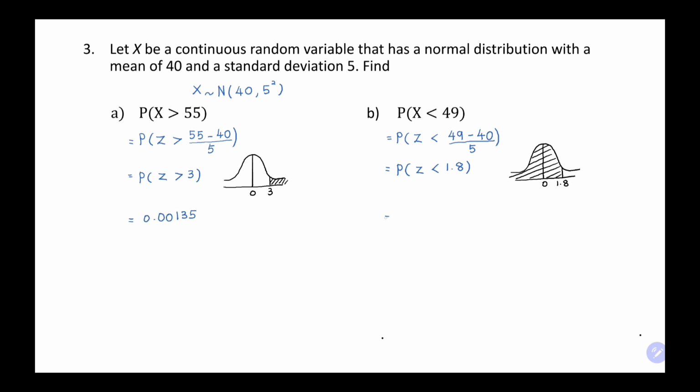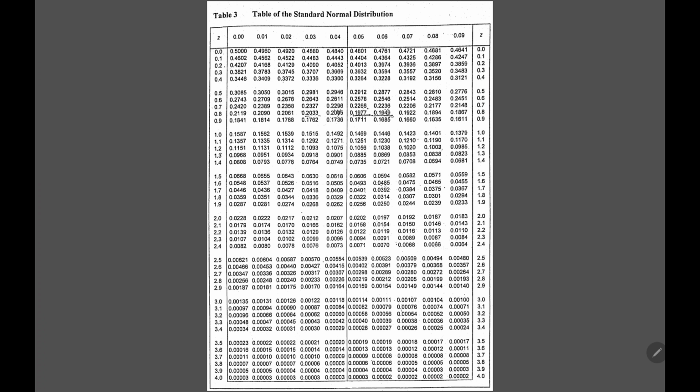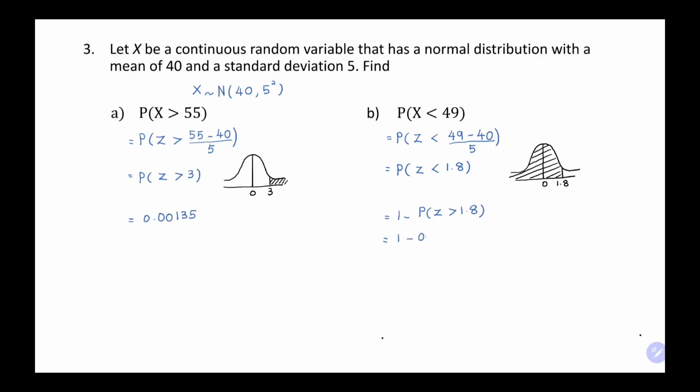To find this area, we take the total area 1 and minus this tail, the tail to the right side. So 1 minus P(Z greater than 1.8). The symbol is greater and the value is positive, so we can check the table. We find 1.8, so 1.8 is here, 0.0359. So 1 minus 0.0359, we minus, then we get the answer 0.9641.